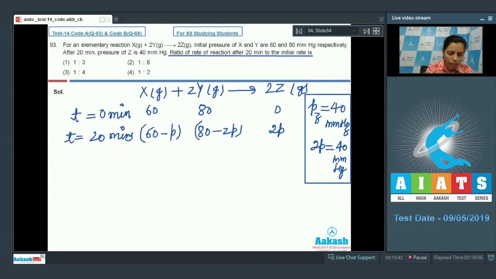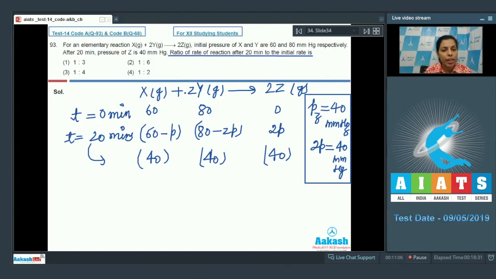On the basis of that, let's check what will happen after 20 minutes. It is 60 minus P. If 2P is 40, then P is 20 definitely, and the 60 minus P becomes 40. So the pressure of X after 20 minutes becomes 40. Similarly, the pressure of Y after 40 minutes would become 80 minus 40, that is also 40. And what about 2P? That we already know it is 40.